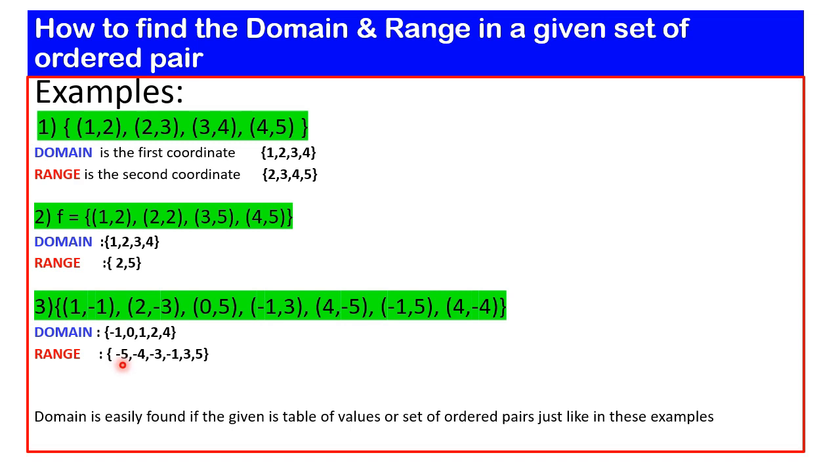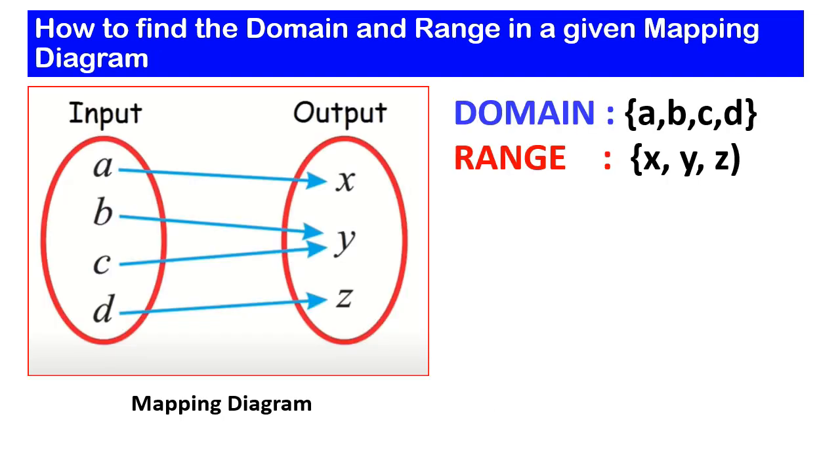So, ang range po natin, negative 5, negative 4, negative 3, negative 1, positive 3, and positive 5. So, ganyan po natin kinukuha yung domain and range in a given set of ordered pair. Paano naman daw po natin kukunin yung domain and range in a given mapping diagram?